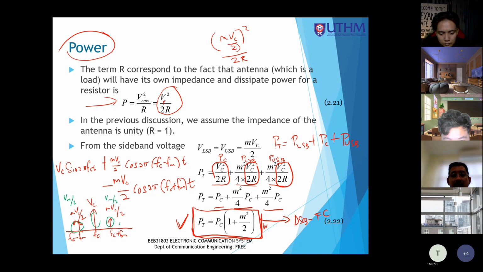Okay, that's why when you want to calculate the total power, you need to know how many components are there. Okay, so the basic thing is that total power adalah hasil tambah semua power dalam frekuensi komponen. Barulah you dapat total power. Okay.